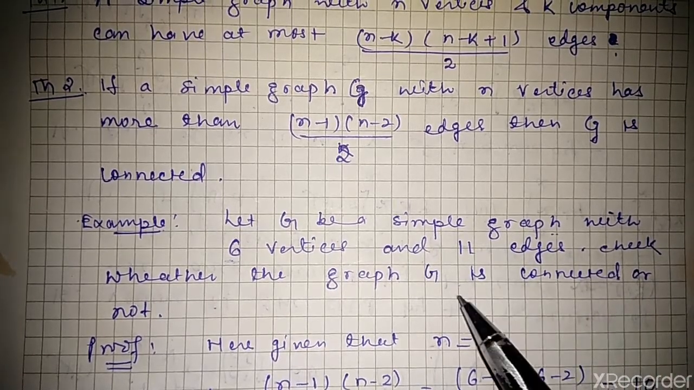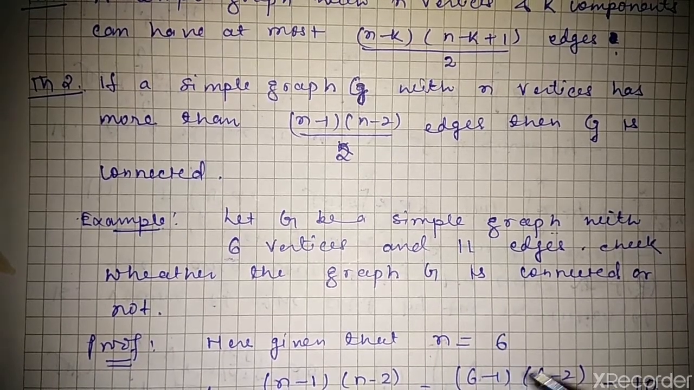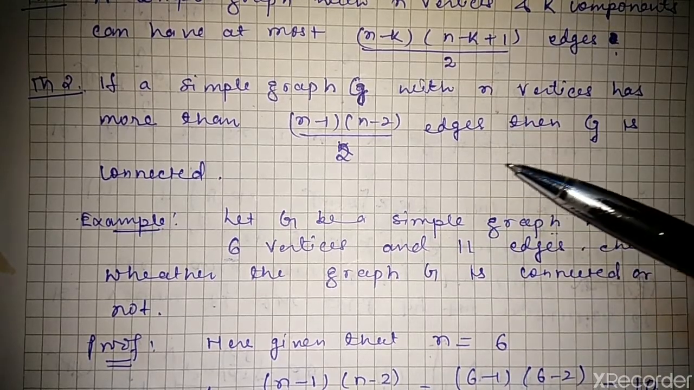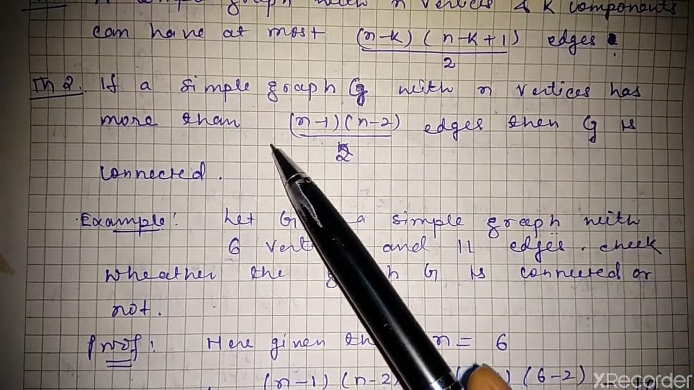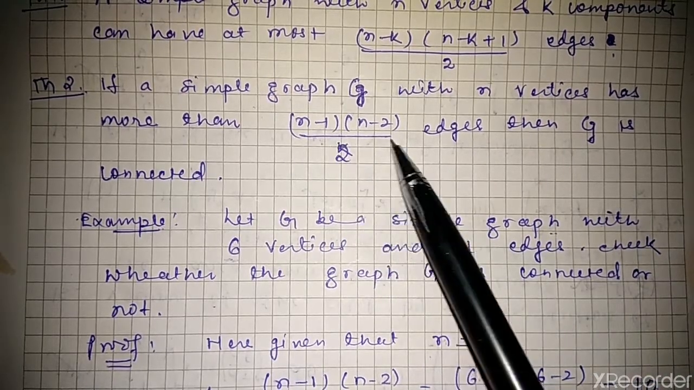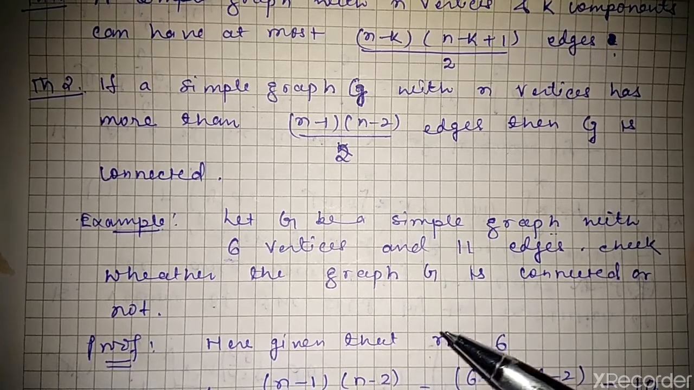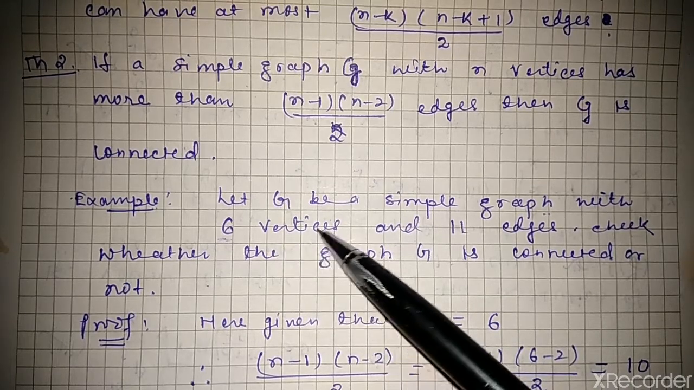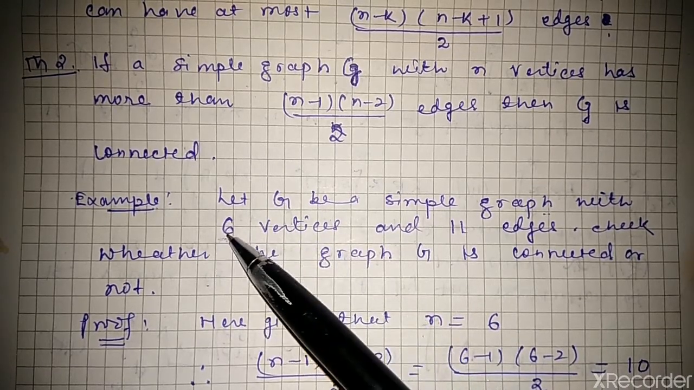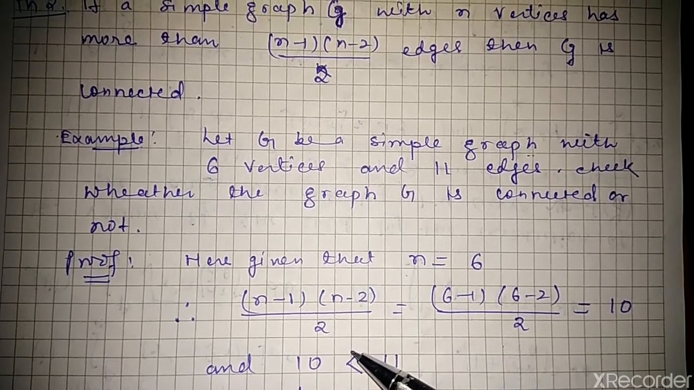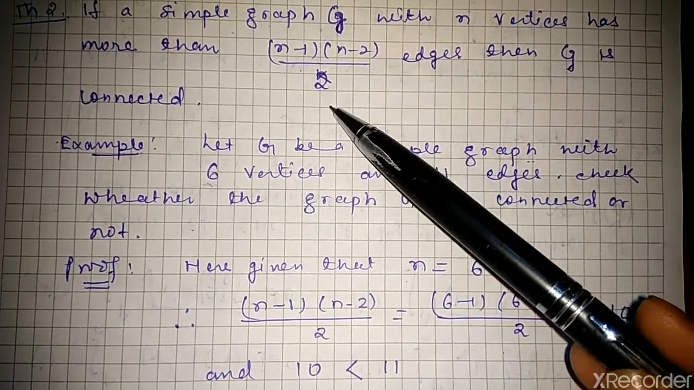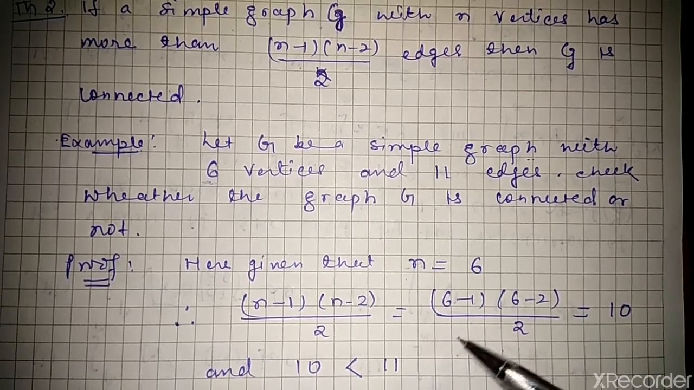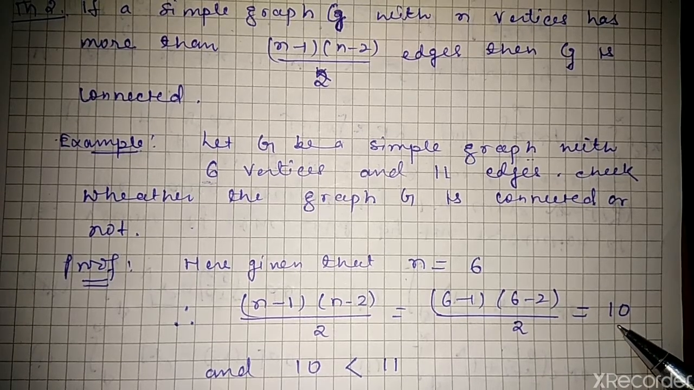So to check the connectivity of the graph, what relation will we use? Here the relation we will use is: a graph with n vertices having more than this many edges. This one is very important. We will use this formula to find the number of edges. Here it's given that n equals 6, where n is the number of vertices. So n is equal to 6, and the formula is (n minus 1)(n minus 2) divided by 2. We put in 6 minus 1, 6 minus 2, divided by 2. By calculating this value, we are left with 10.